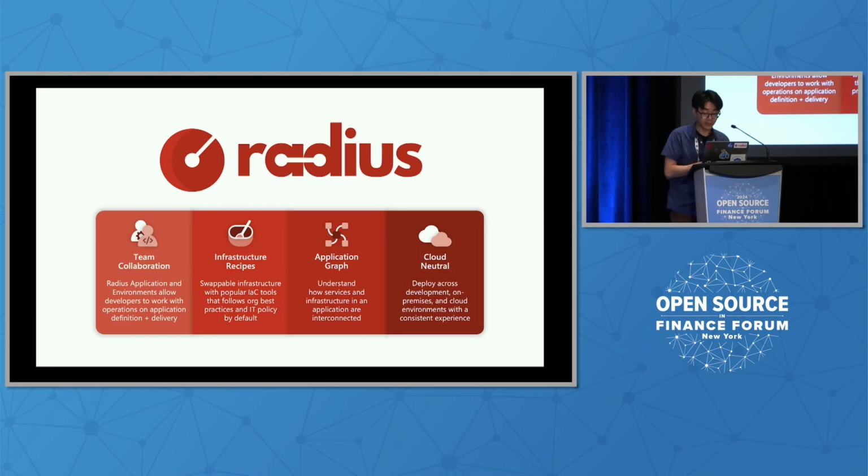And then last but not least, Radius aims to be cloud neutral. We want to enable deployments across on-premises local environments and also on cloud environments, all with one consistent experience. So later on in the demo, we'll show you deploying an application across both Azure and AWS clouds, and also in a local environment for testing.